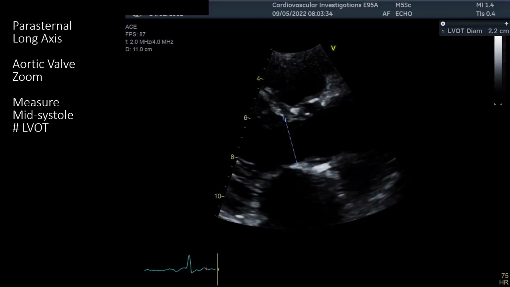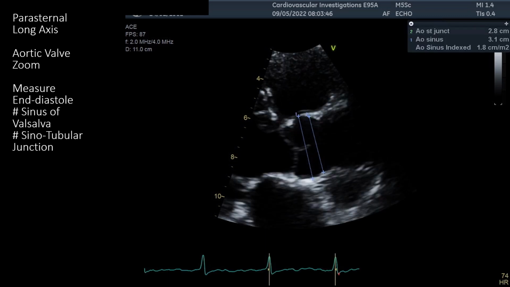We can freeze and in mid-systole measure the left ventricular outflow tract dimension, diameter, which allows us later on to figure out the cardiac output. And we can freeze in end of diastole to measure the sinus of Valsalva here, and the sinotubular junction a little bit further in. And we can compare these to standard measurements for patients.